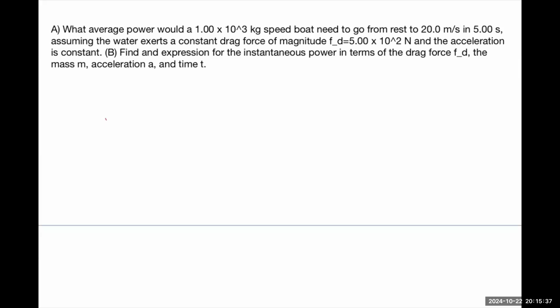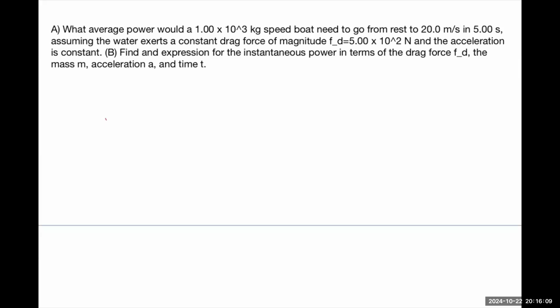And first I calculate the acceleration, which is final velocity minus initial velocity over time, which is 20.0 meter per second minus 0 over 5.00 second. It's equal to 4.00 meter per second squared.